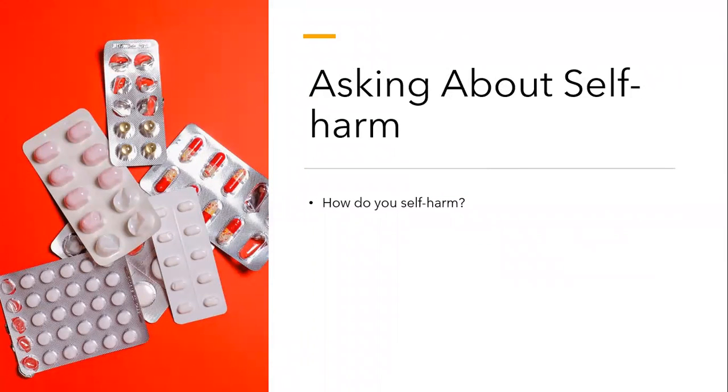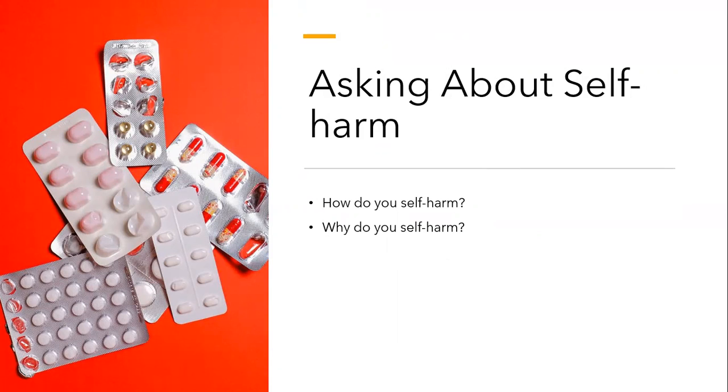How do you self-harm? In this slide, I've shown a picture of tablets suggesting overdose, but obviously there are many different ways people do self-harm, from head banging, tying ligatures around their neck, cutting themselves. There are many different ways people self-harm. But we really want to know why they self-harm. There are many reasons why people self-harm.